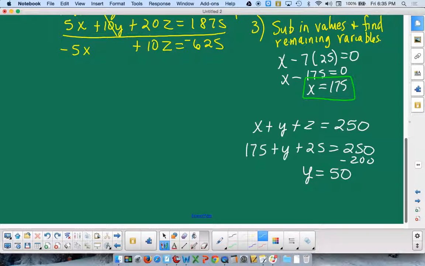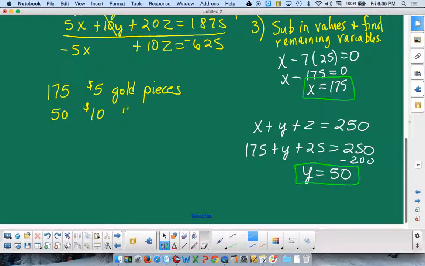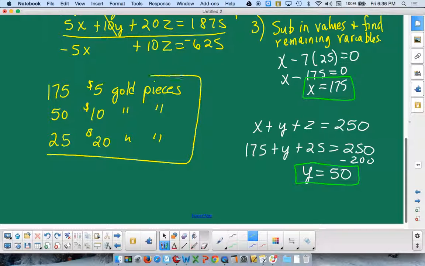So finally, spell out your answer. What did you find out as a result in this thing? Well, how many $5 coins are there? That was X. So there are 175 $5 gold pieces. Y was the number of $10 pieces, so there are 50 $10 gold pieces. And Z, which turned out to be 25, there are 25 $20 gold pieces. And you have reached your solution.